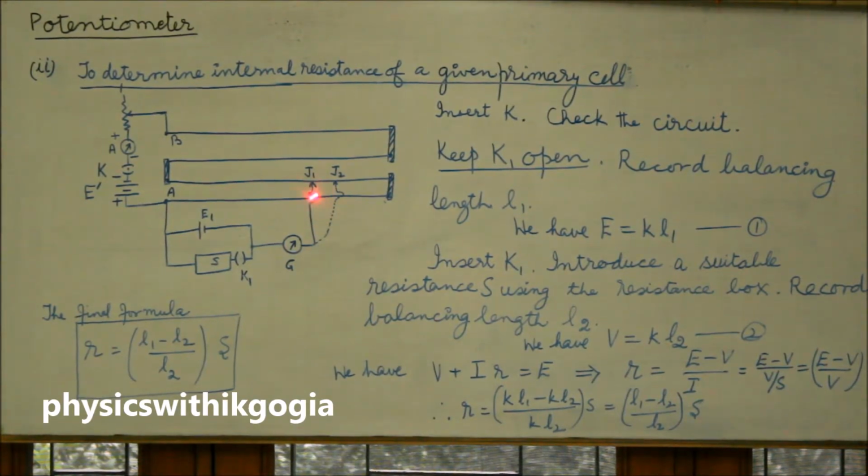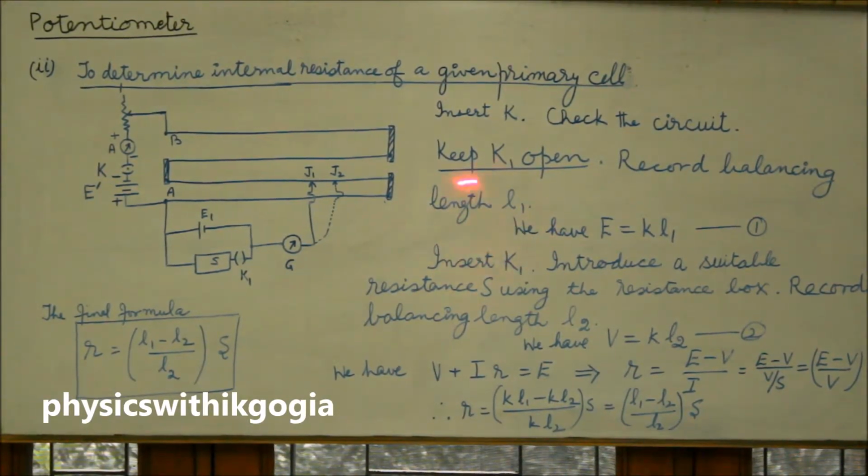Means keep the jockey at 0 centimeter mark and 400 centimeter mark. The deflection in the galvanometer should be in opposite directions. If need be, adjust the resistance here, or the battery may have to be replaced with one of higher EMF. Now keep K1 open. This is open, this is closed.